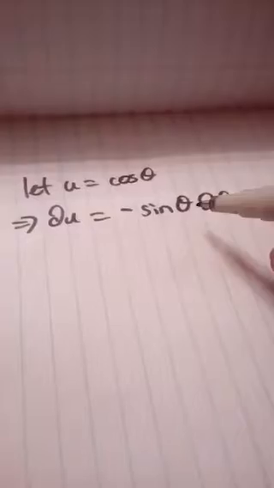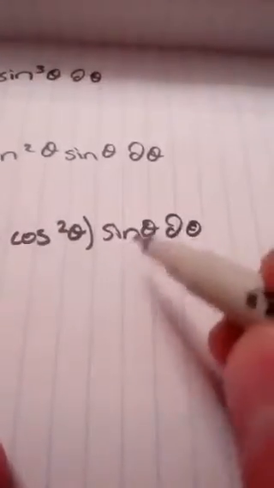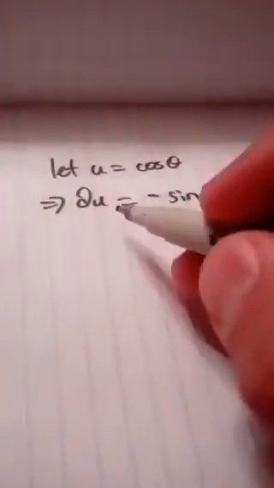Now that's pretty amazing, because look at this: sine theta d theta is right there. So now I can chuck in, which implies that minus du equals sine theta d theta. I've just put the minus on that side. So that implies that this integral equals the integral of, and I've got to change the limits, but I'll change that in a sec.